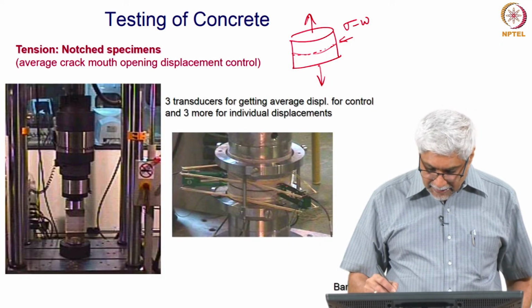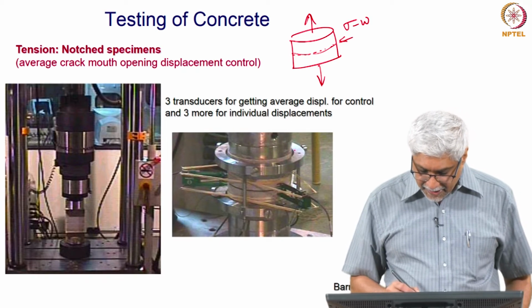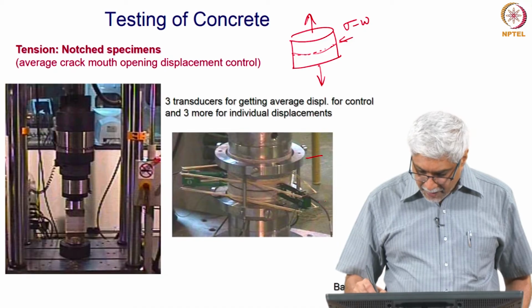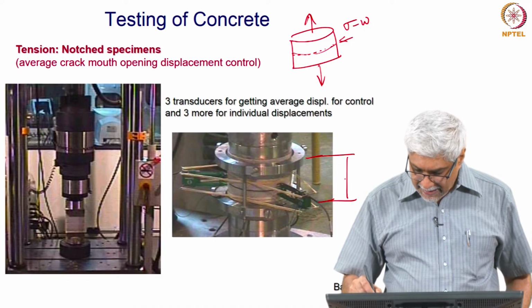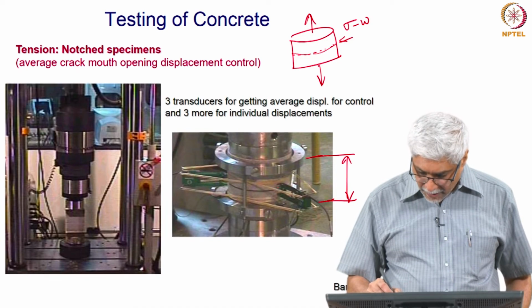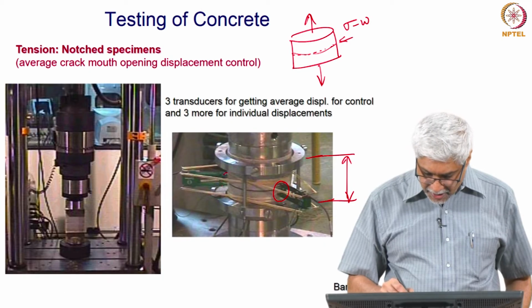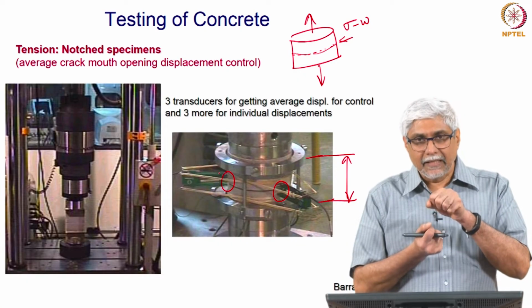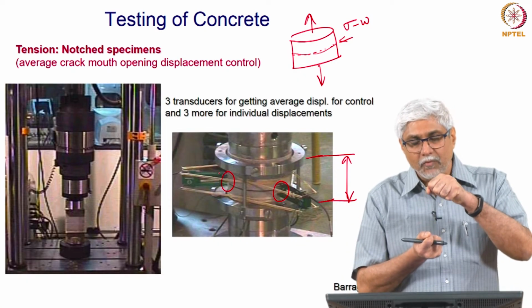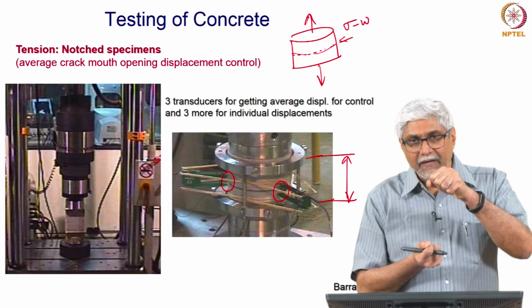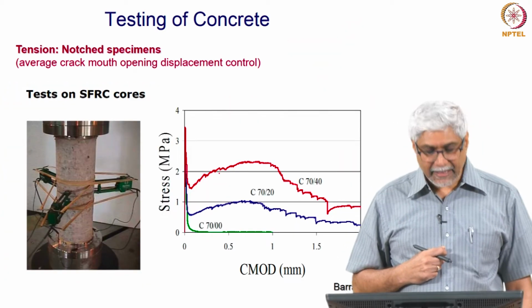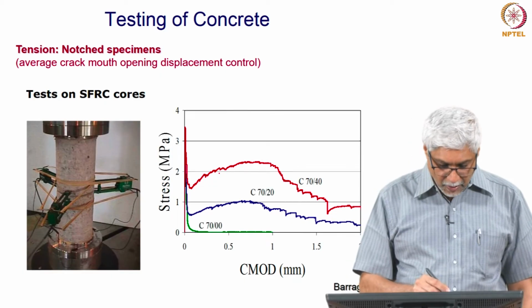So, you see here that this is the specimen very heavily instrumented, we have this system measuring the axial displacement, and then you have here these gauges measuring the crack opening. Okay. So, you can see we can apply load and see how the crack is opening and figure out what is the stress crack width behavior, and you can get a behavior like this. These are tests now on cores.